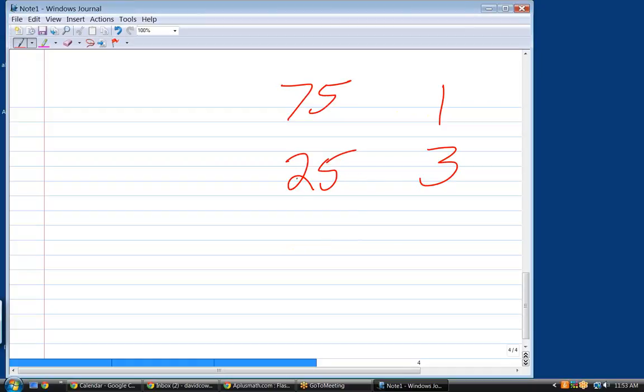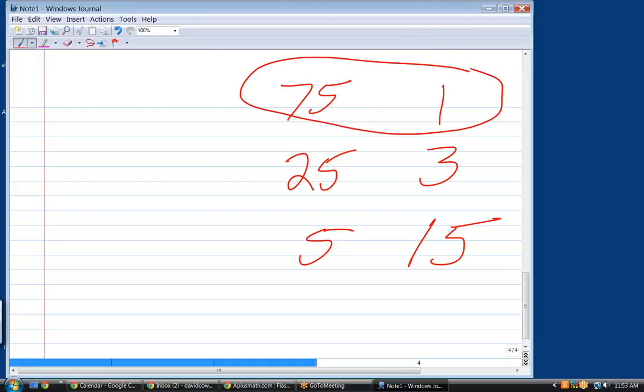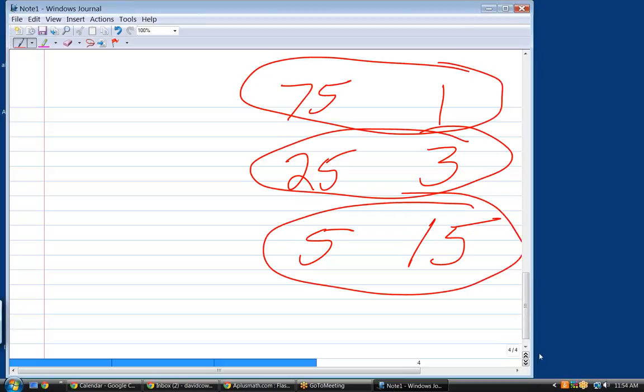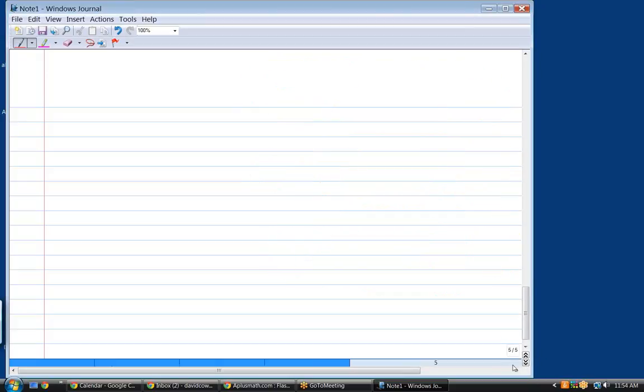And now I can't take a third of this. I can't take a half of it or a fourth of it, but I can take a fifth of it. It becomes 5, which means I have to multiply this by 5. And now I have all the factors of 75. Each one of these is a pair of factors. And factoring numbers is something that you need to be able to do for sure.